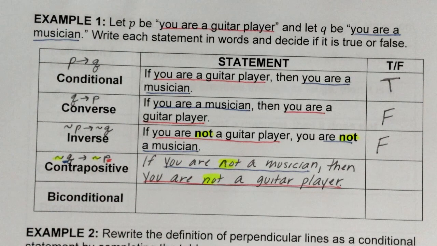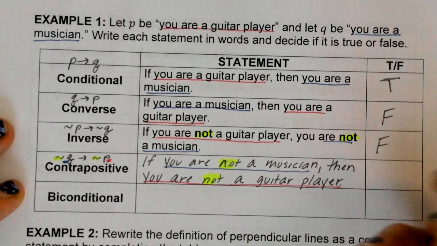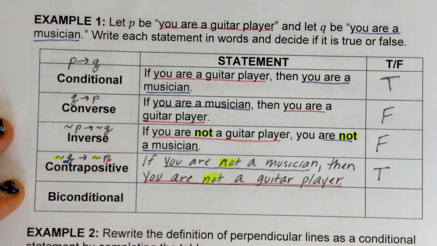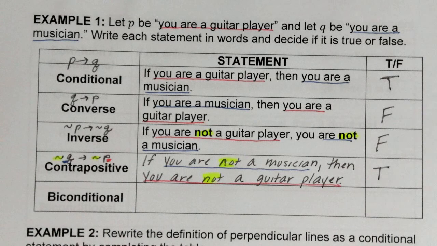Now when you look at the contrapositive, it says, "if you are not a musician, then you are not a guitar player." Well, if you're not a musician, technically you don't play an instrument, so you're not a guitar player. So this could be true. But then again, if you're really getting down to the nitty-gritty, if you're not a musician, you're not a guitar player. I mean, you could be practicing or learning, but technically this would be a true statement.